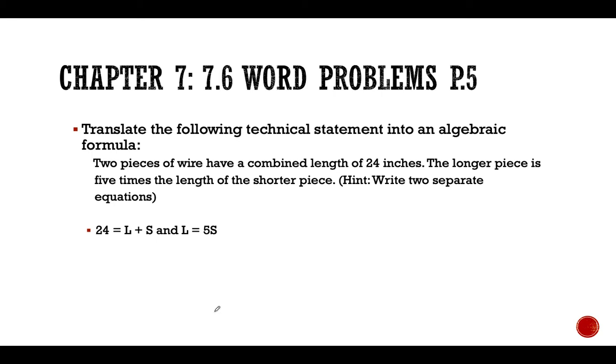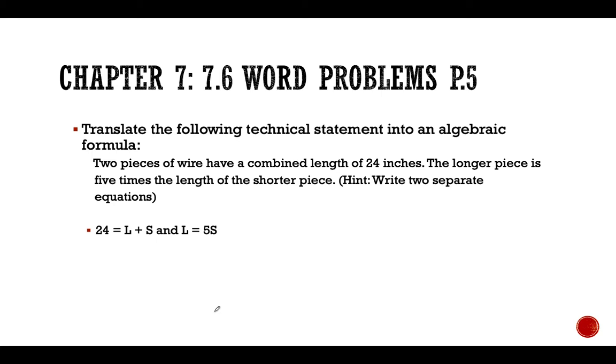Here's an example. Translate the following technical statement into an algebraic formula. Two pieces of wire have a combined length of 24 inches. The longer piece is 5 times the length of the shorter piece. And there's a hint: write two separate equations.